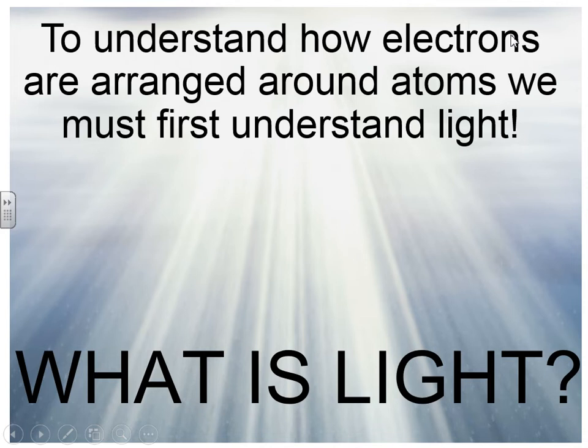Now, in order to understand electrons, we have to understand light. And actually, the way scientists first came to understand how an electron works is by studying light. The reason they did that is because light is released by electrons. So we can actually have a glimpse inside the atom by analyzing the light that comes from the atom. So we have to study this question: what is light?